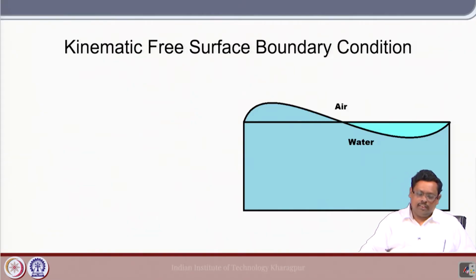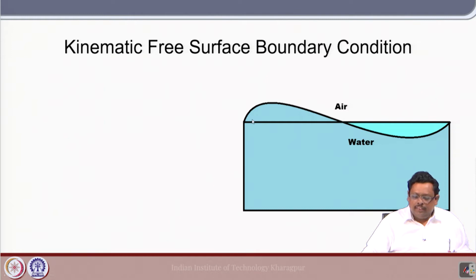Now, let us come back to the kinematic free surface boundary condition. If you look at the water waves, the black line is basically the border line between the air and the water, and this surface we call the free surface. Then what would be the equation for this free surface?